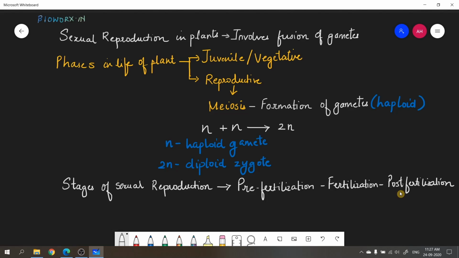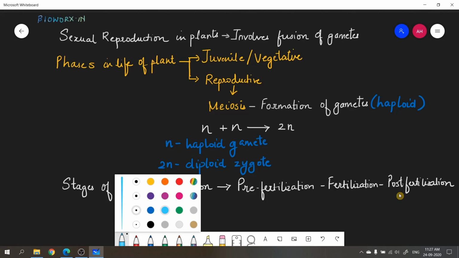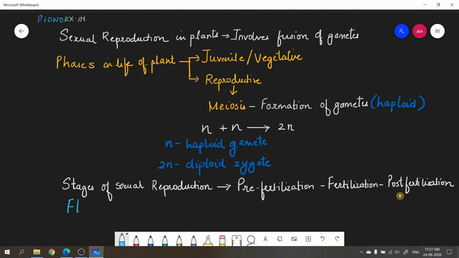Now, before we go ahead, I will just give an introduction of which is the reproductive part, or the main reproductive organ, in a plant. I'm sure you are already aware of that. Yes, it is the flower. Flower is the main reproductive part of a plant. And we will go into the detailed structure of a flower in the next section.